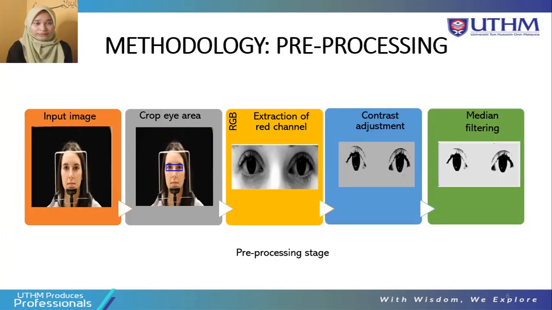For the first stage, the pre-processing stage, firstly the input image will be fed into the system, and then we apply the Viola-Jones algorithm to detect the eye area, and then we extract the red channel from the grayscale image. Next, we apply contrast adjustment, consisting of 2 methods, the contrast enhancement method and unsharp masking. Lastly, for the pre-processing, we apply median filtering to remove the noise.